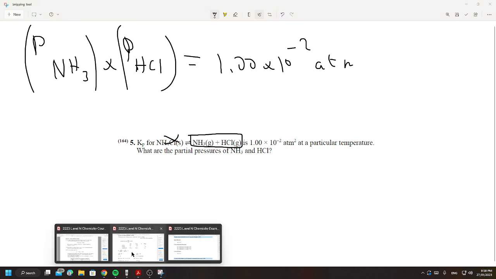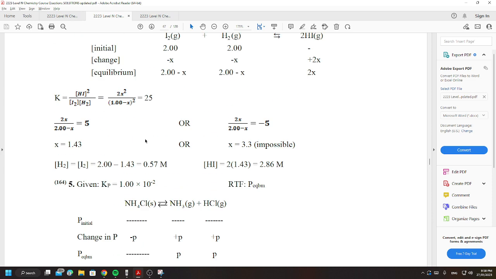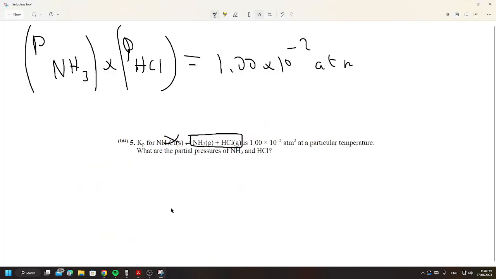Here, I don't think you need to do an ICE table because it's common sense. I'm just going to double check. Yeah, so you don't. If you really don't know how to do this chapter, I'm going to write down the ICE table just to explain what's going on, but you don't need to do it here because it's pretty self-explanatory. So, we have the reaction. Let's just write it down again.